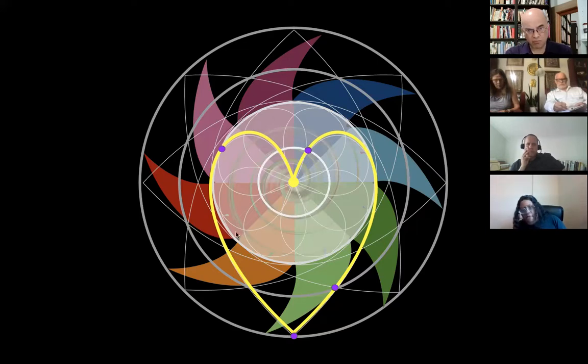So this is the 4-part division. Now, just at this level, I want to talk about these loops. So please notice that this heart which is there is only 1 of 8 in this diagram.